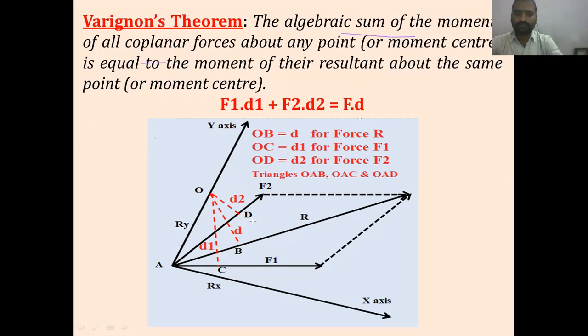In this figure, F1 and F2 are the two coplanar forces, and the resultant of these two forces is R, the resultant force. The moment center is O. The algebraic sum of the moments of forces F1 and F2 about the point O: F1 into D1 is the moment of the first force, F2 into D2 is the moment of the second force, is equal to the moment of the resultant force.